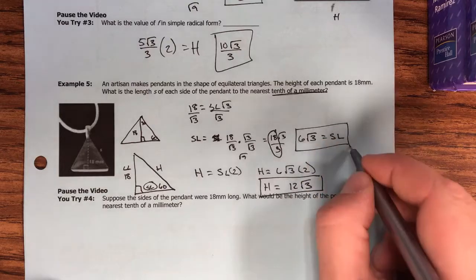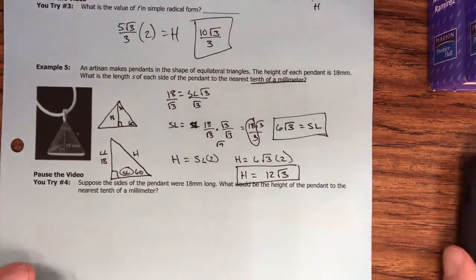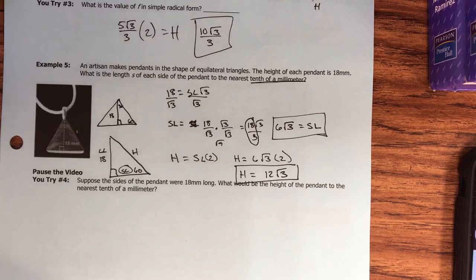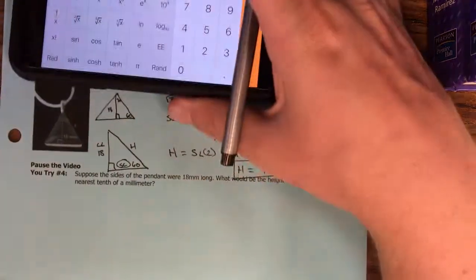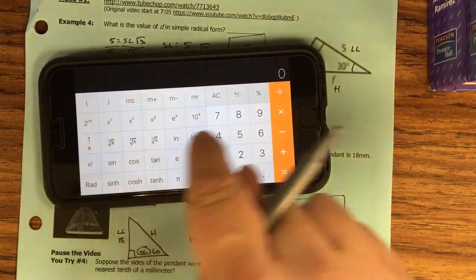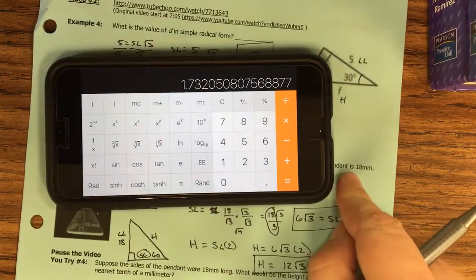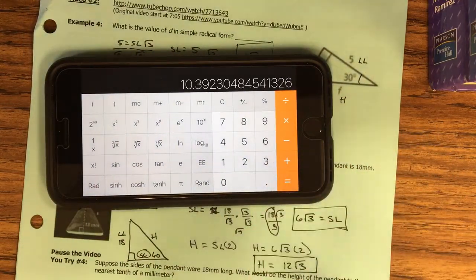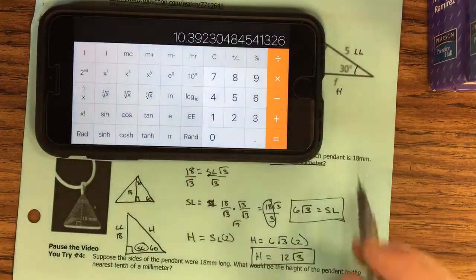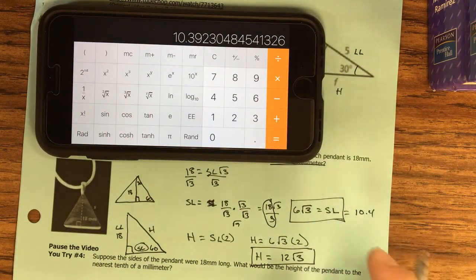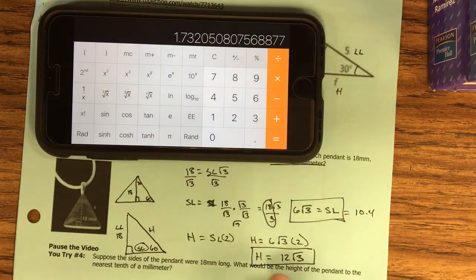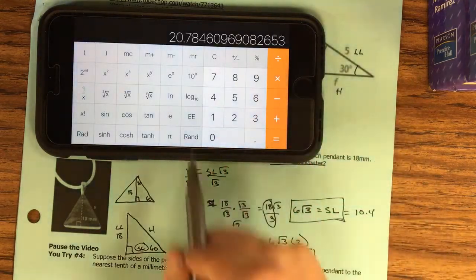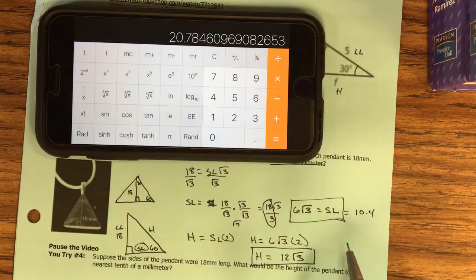And these are the two sides, and since they ask for the nearest tenth of a millimeter, we're going to pull out our calculators and see what that is. We've got 6 times the square root of 3. The square root of 3 is 1.73, and we multiply that by 6, and to the nearest tenth of a millimeter that makes 10.4, equals the short leg. Once again, the square root of 3 is 1.732, and we multiply that by 12, and we get 20.78, and to the nearest tenth, that's 20.8 millimeters.